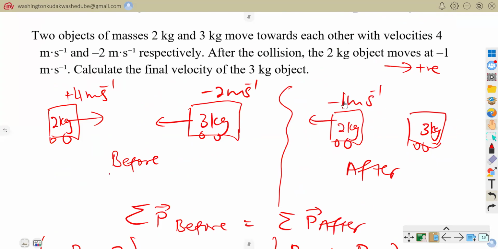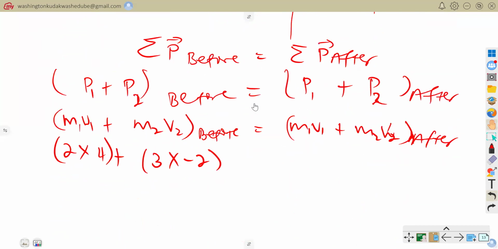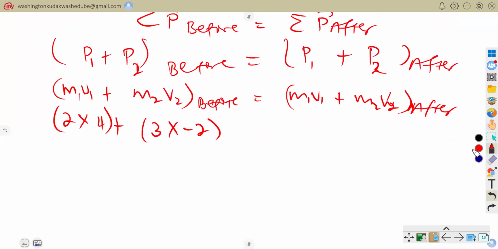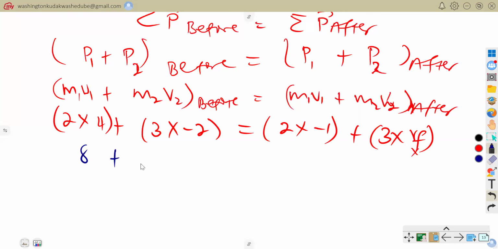And then after, we've got a velocity of negative 1 for this one, and this one we do not know the velocity. So we just fill in the knowns and leave the unknowns. So we have 2 times negative 1, but we do not know the velocity of this one, so we say final velocity there. This is what we are looking for. So we can go further to say 2 times 4 becomes 8, plus 3 times negative 2 becomes negative 6, equals 2 times negative 1, which becomes negative 2, plus 3 times VF, which becomes 3 VF.